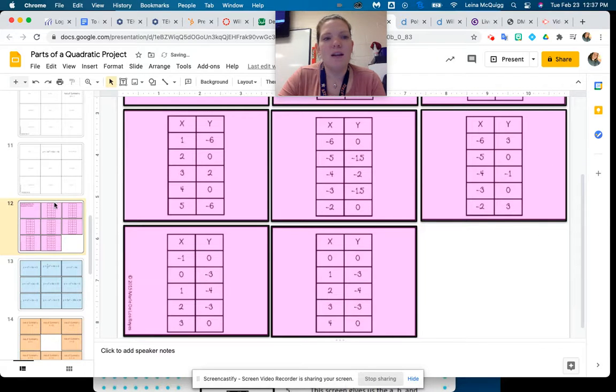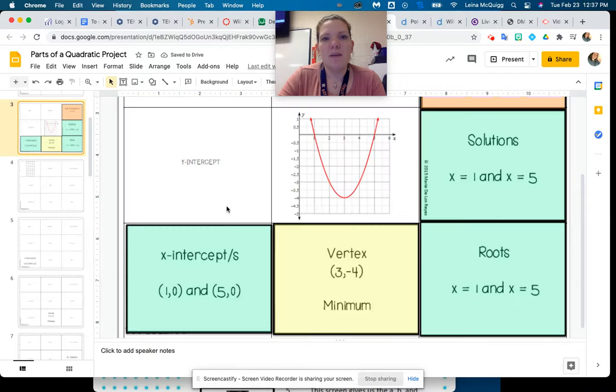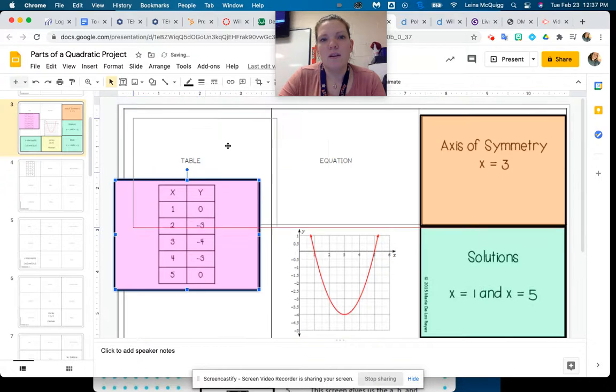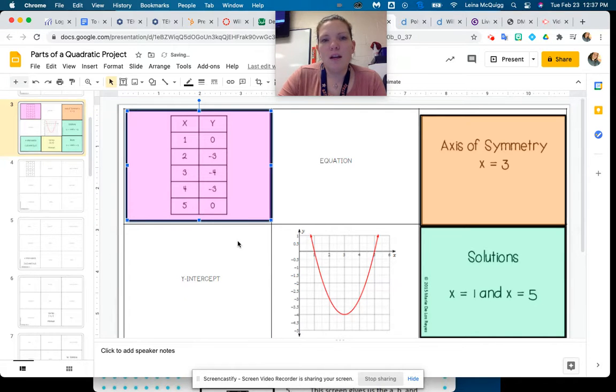So I'm going to cut that. And I'm going to come up here and I'm going to paste this on my table. And move it up here to my table. And the last things I have are y-intercept and equation. I'm going to finish this up with you tomorrow.